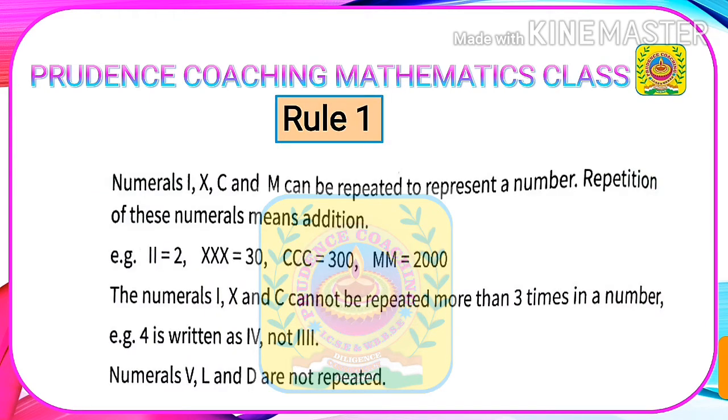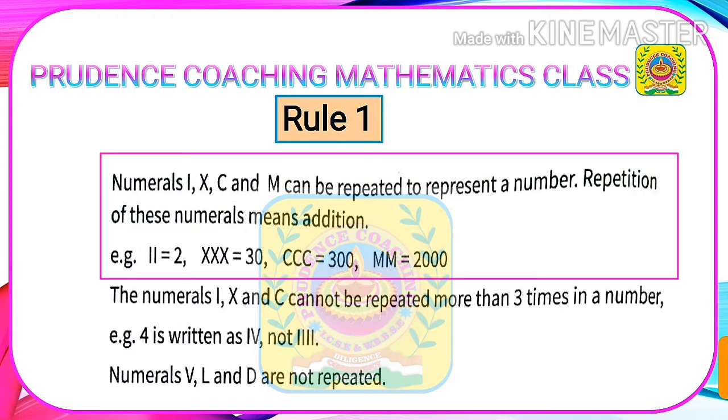My dear students, our first rule is numerals I, X, C and M, that is 1, 10, 100 and 1000 can be repeated to represent a number. In order to represent a Hindu Arabic number, we can repeat these numerals, that is I means 1, X means 10, C means 100 and M means 1000 in Roman number system. Repeating of these numerals means addition. Whenever we repeat these numerals in Roman number system, it will be considered as addition.